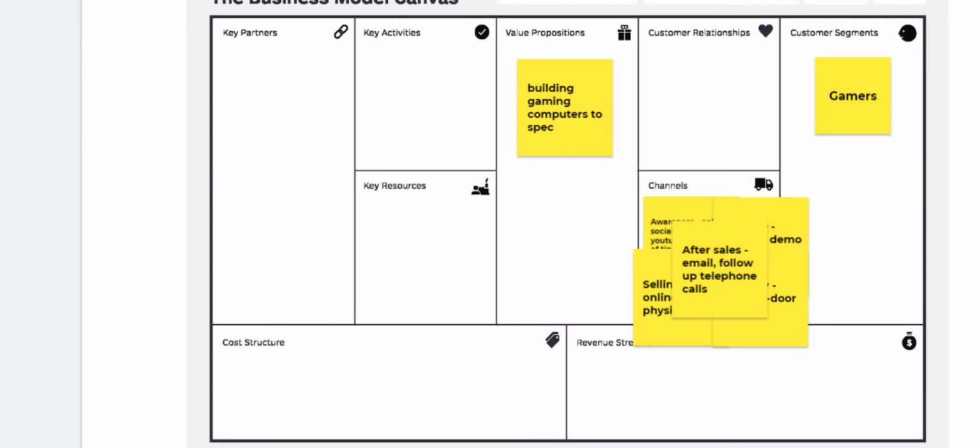So we're going to target custom gamers, building gaming computers to spec, and we've got the channels of awareness all the way through. How do we want to maintain these customer relationships?